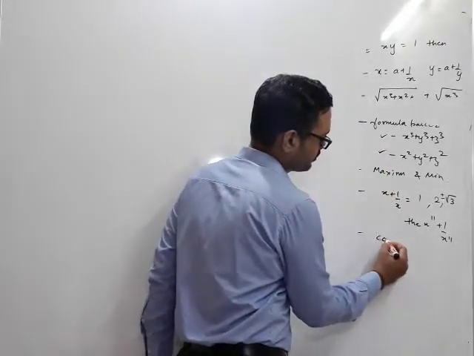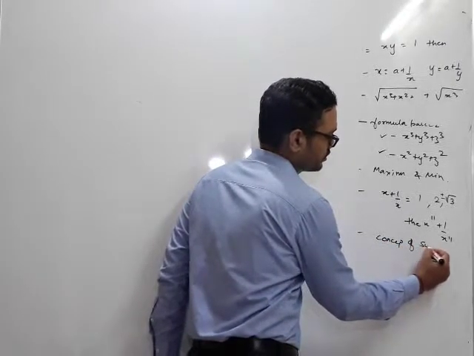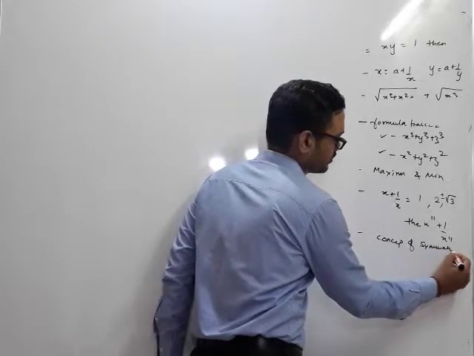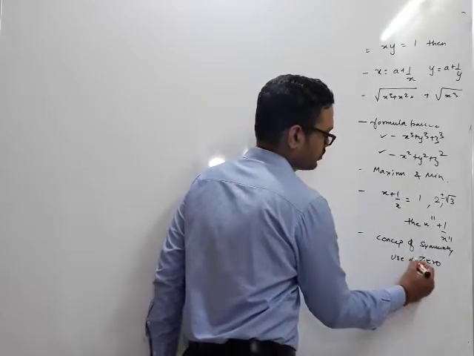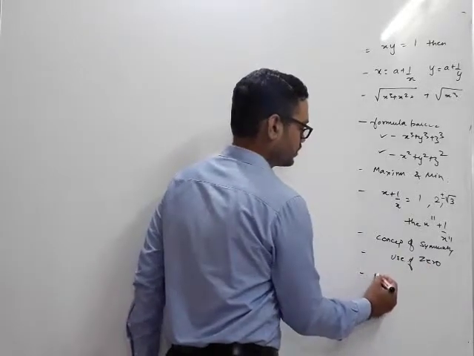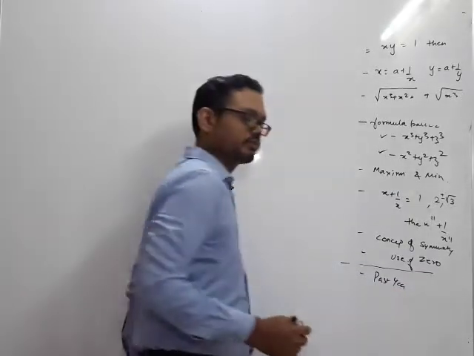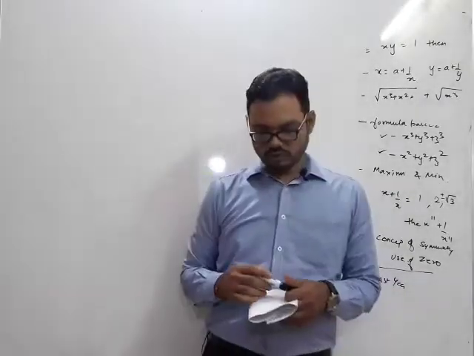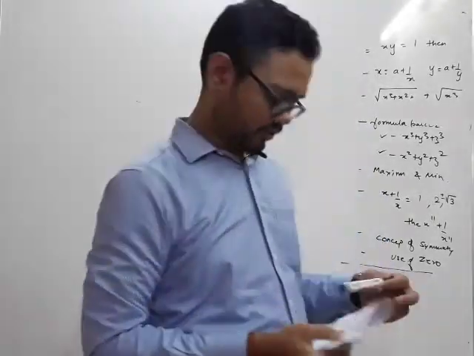Then we will have the concept of symmetry and zero, use of zero, and some past year questions. By this your algebra will be over. Okay, so let's quickly move further to the next type in formula based.